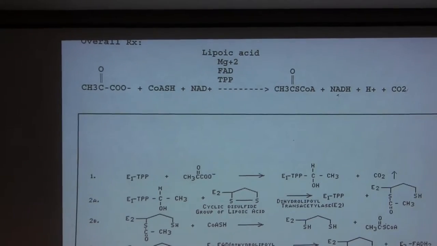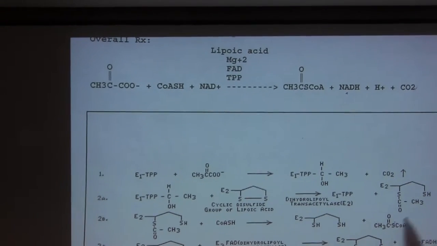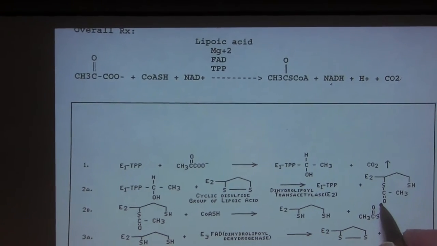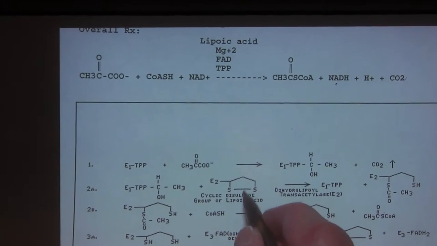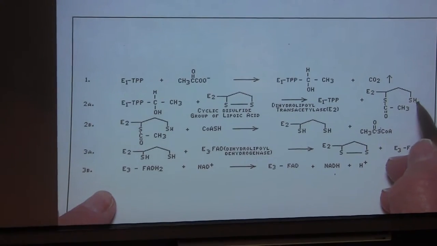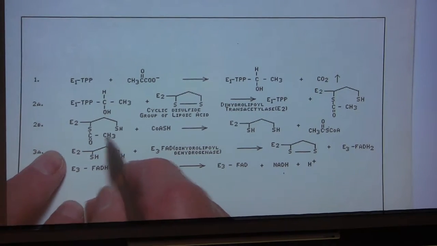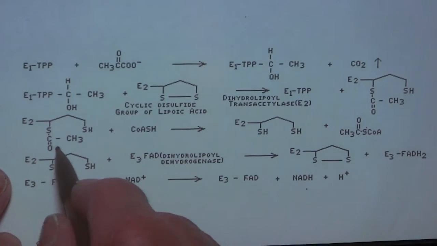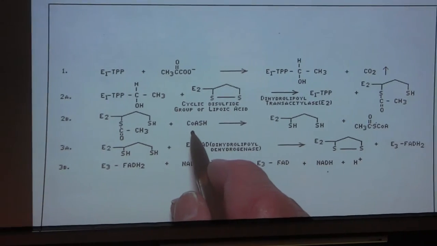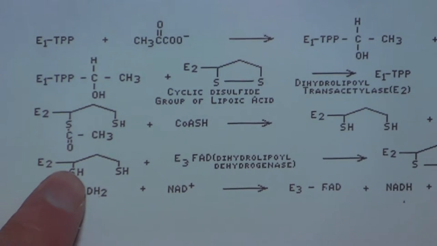Okay, so this acetyl group is transferred to sulfur. There it is. Sulfur now has acetyl. And this bond is broken here. The cyclic sulfur, that disulfide bond is broken, and one of the S's is now reduced. Okay? And then the next step is this acetyl group is transferred to coenzyme A. This is where the transacetylase name comes from. Right? We're just transferring an acetyl group to something else, and as a result, we make acetyl-CoA.